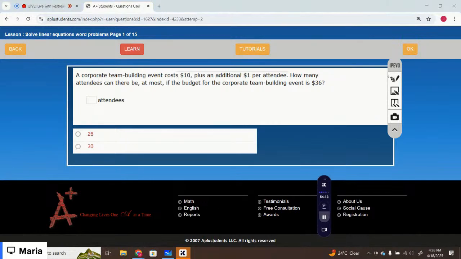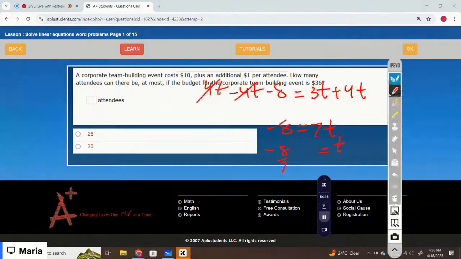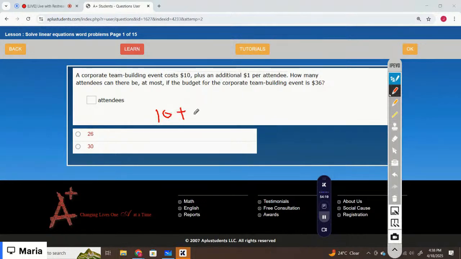Okay, so the event costs $10 plus $1 per attendee. So 10 plus 1A equals 36. Move 10 to the other side. So that is A equals 26. Option number one is the correct option. That means if it costs $10 for the event, $1 per attendee, and 36 is the budget, then we can have attendees equals 26. Option number two is the correct option.